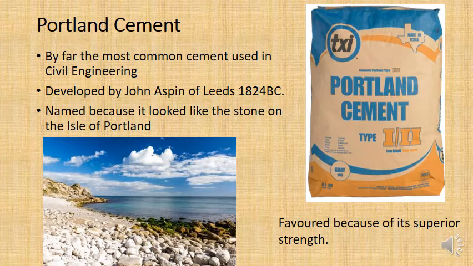But the reason it became so popular very quickly, and today, as I said before, with the exception of maybe a little bit of plastering and brick mortar, Portland cement is used in 99% of all concretes in civil engineering. And the big reason is it's very strong. It's far stronger than any other cement. And I'll be talking to you about why that is in a little while.